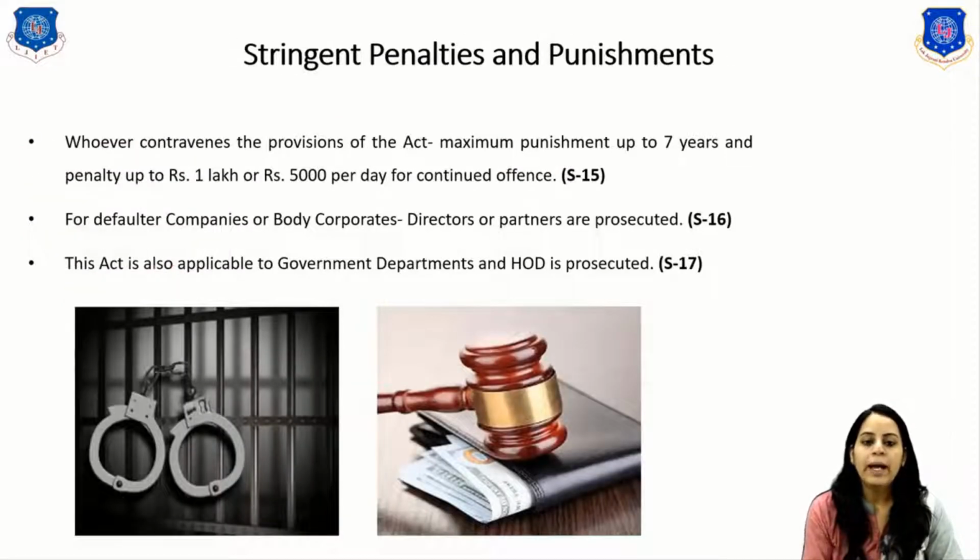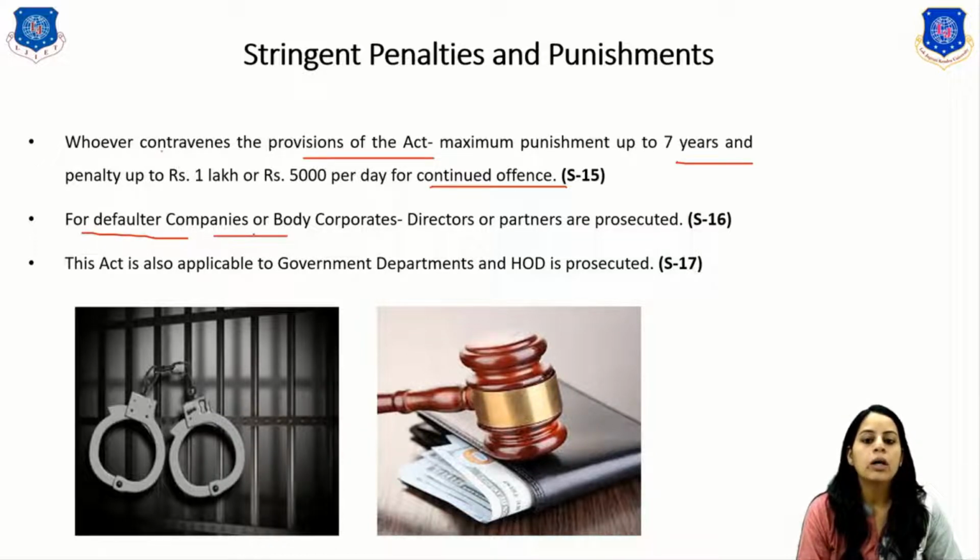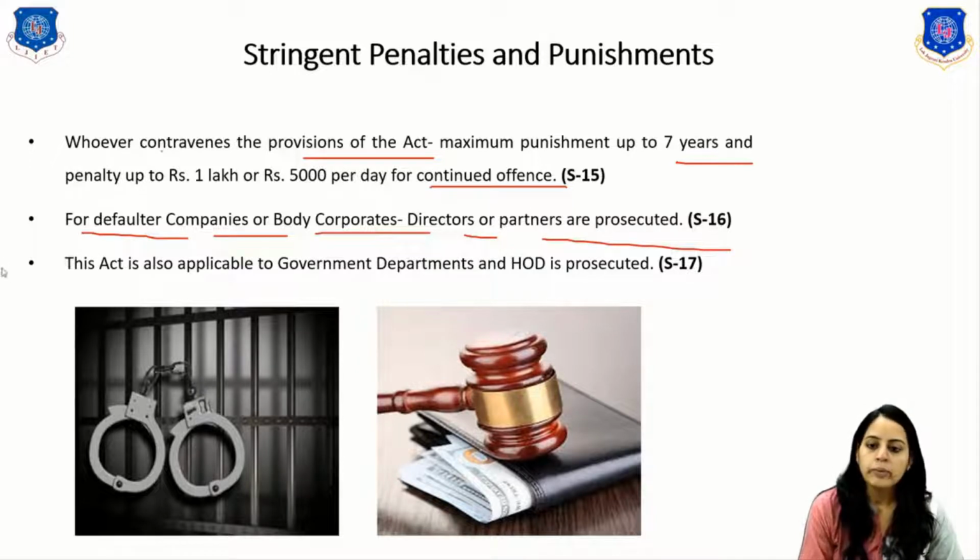There are stringent penalties and punishment for breach of the rules. Whoever contravenes the provisions of the Act faces maximum punishment of up to 7 years, and penalties of up to 1 lakh, or 5,000 per day for a continued offence. For defaulting companies or body corporates, directors or partners are prosecuted. The Act is also applicable to government departments, and the head of department is prosecuted.